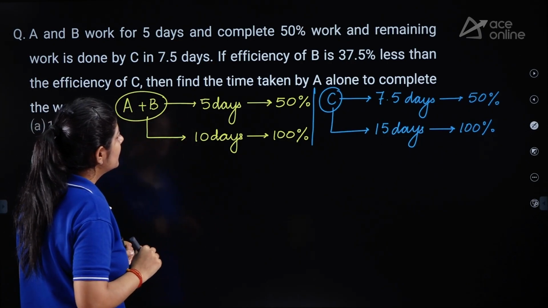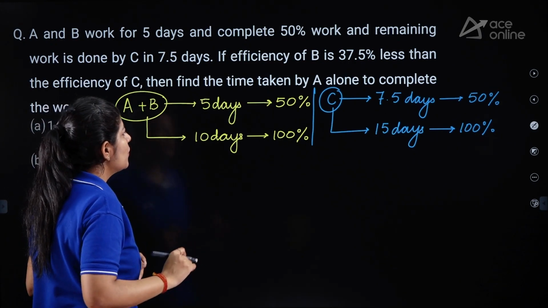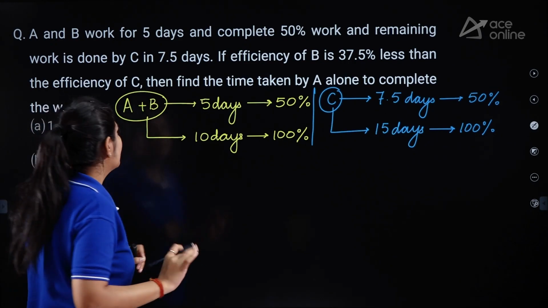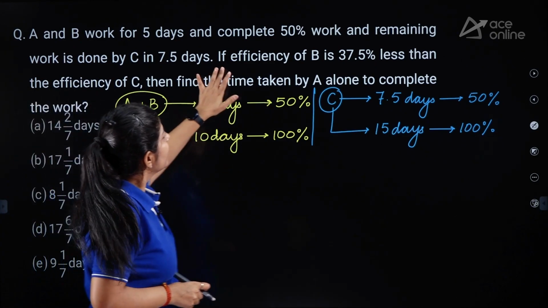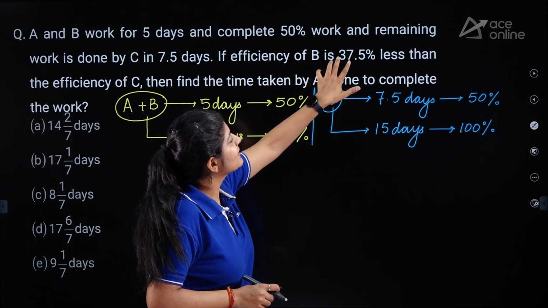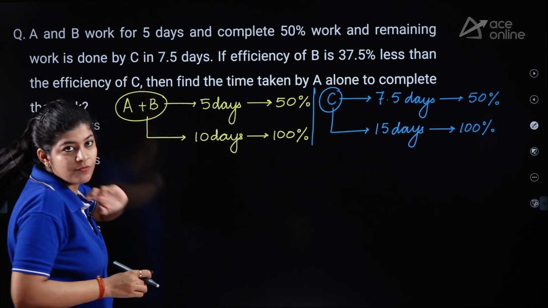Now, whenever we have these types of things, just take the LCM. But before that, we have some more data as well. If the efficiency of B is 37.5% less than the efficiency of C, okay.